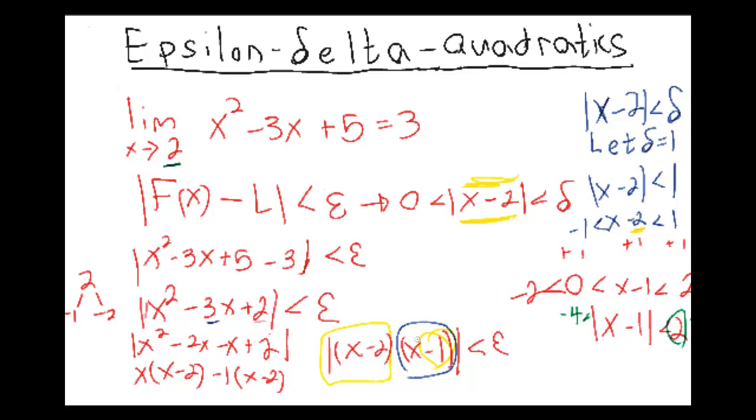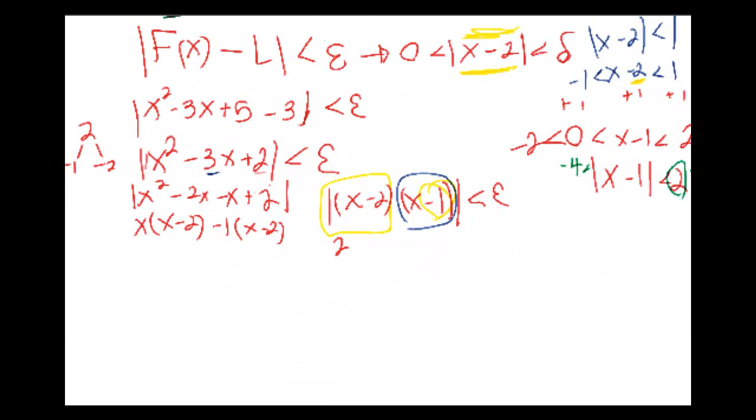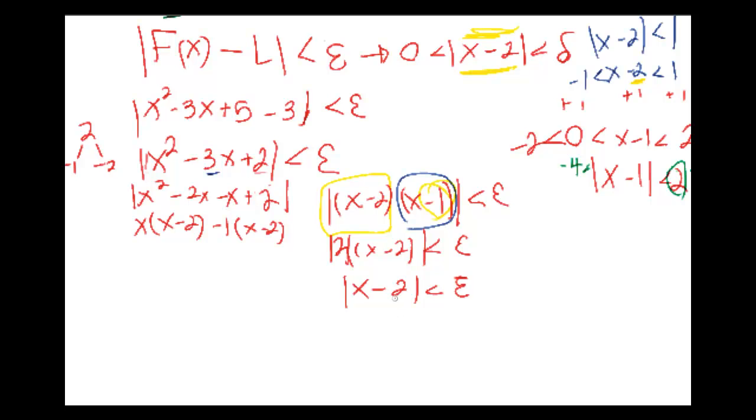Here we can plug in the 2 in place of the x minus 1. We still have the x minus 2. It's less than epsilon. Divide both sides by that 2, and you get the absolute value of x minus 2 is less than epsilon over 2. And then by comparing it, without minimizing your entire work there, you would get that delta would be epsilon over 2.